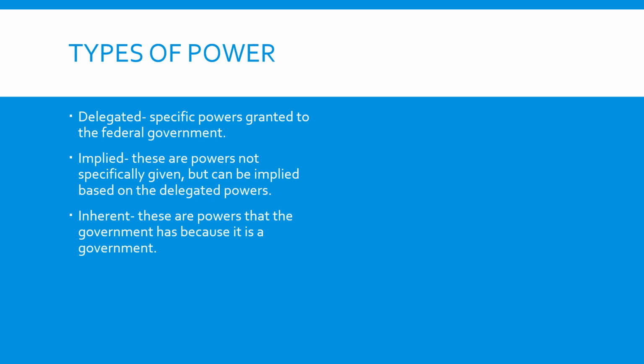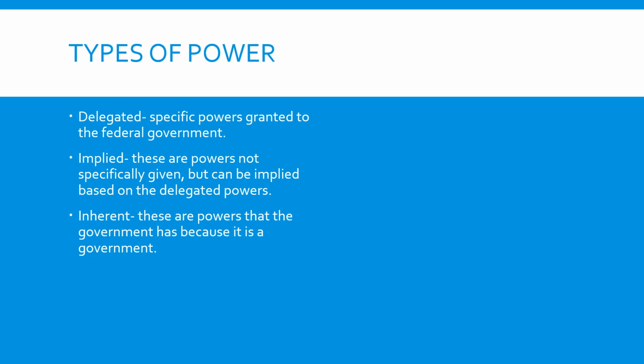Inherent powers is the third level of power that the federal government has. These are powers that aren't listed in the Constitution, and they're not even implied, but they're simply powers that the government has because it is a government. For instance, making territorial lines, drawing boundaries, is an inherent power of the federal government. Every government everywhere has been able to draw boundaries for itself and to say this is where our country begins and this is where it ends. And that's an inherent power that we have because we are a government.